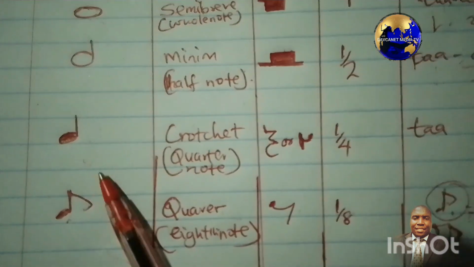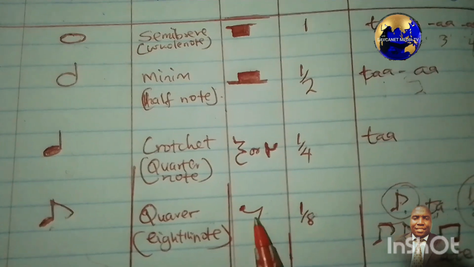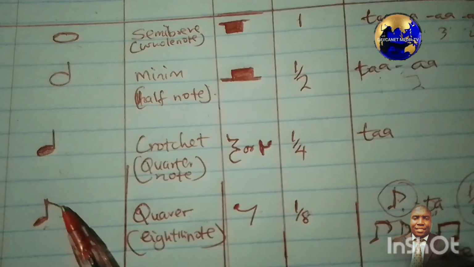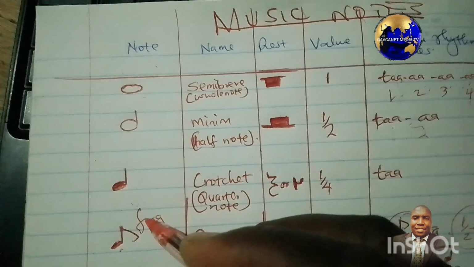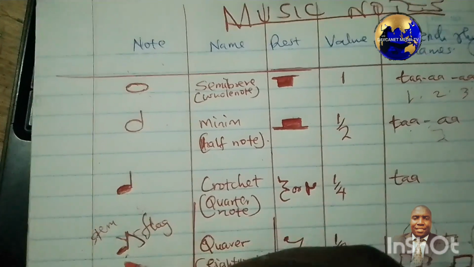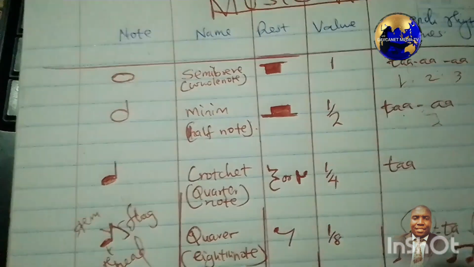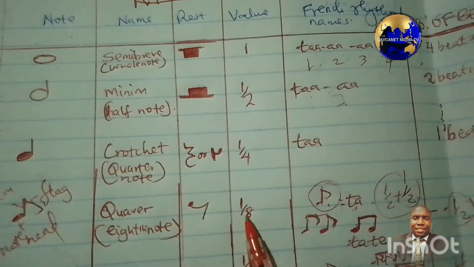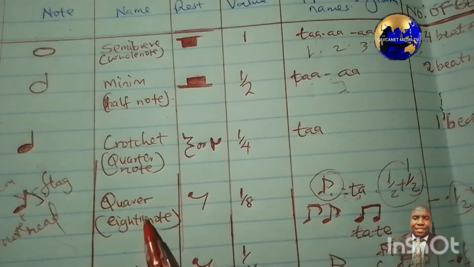We have another note here, a quaver. The rest of a quaver looks like this. The quaver has a flag. This part here is called the flag. And a stem. And here we have a head, the note head. The value of a quaver is 1/8. That's why the other name of a quaver is eighth note.